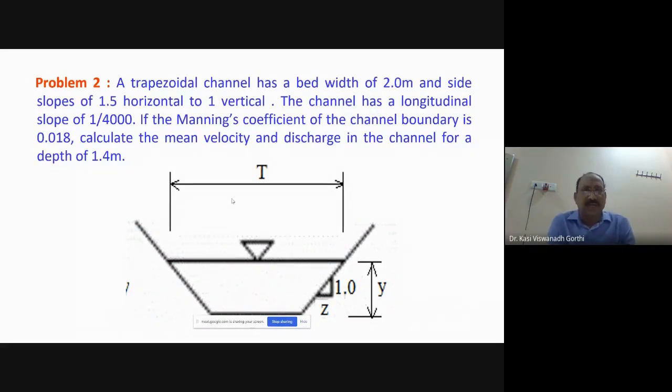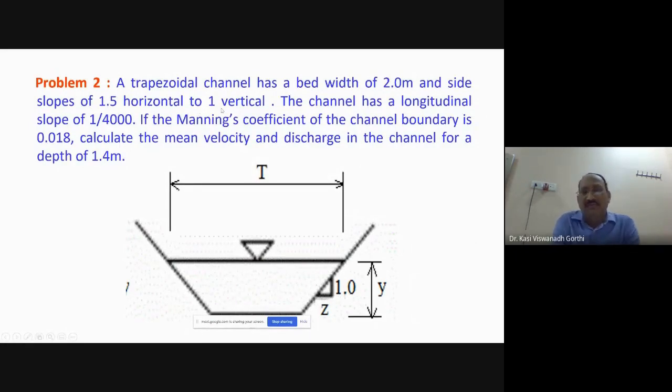It is a trapezoidal channel, first point. See, the shape may be something like this, a trapezoidal channel. And this is the bottom width or bed width. 1.5 horizontal to 1 vertical is given here. Okay, the side slopes of the channel are given to be 1.5 horizontal to 1 vertical. So it is given in the problem as 1.5 horizontal to 1 vertical. So the value of z is equal to 1.5.